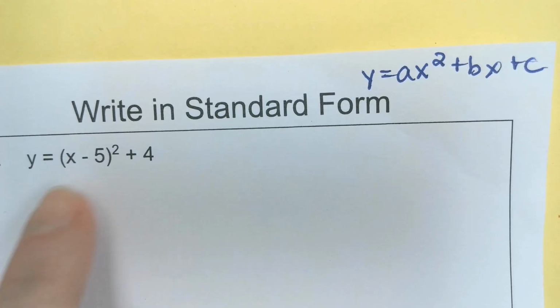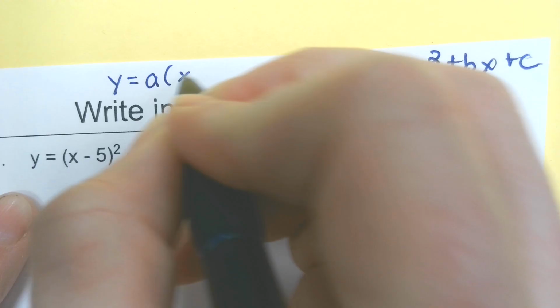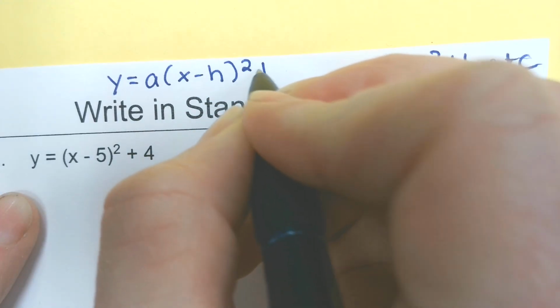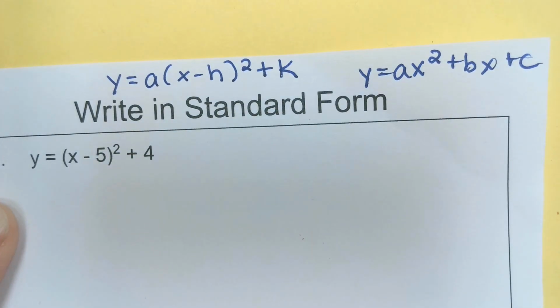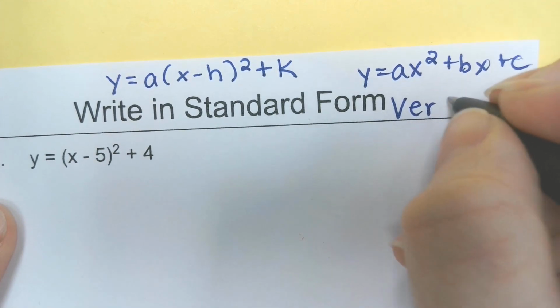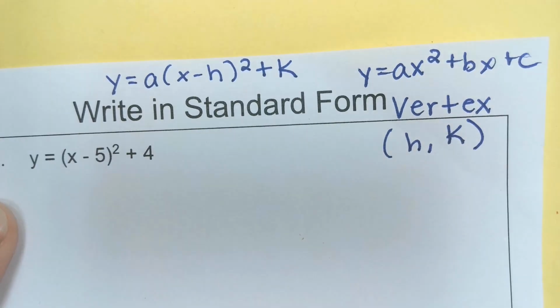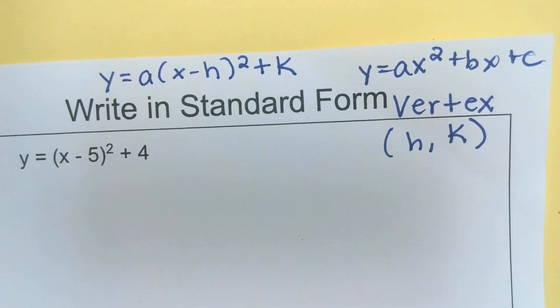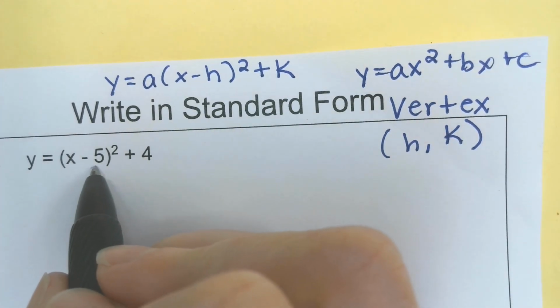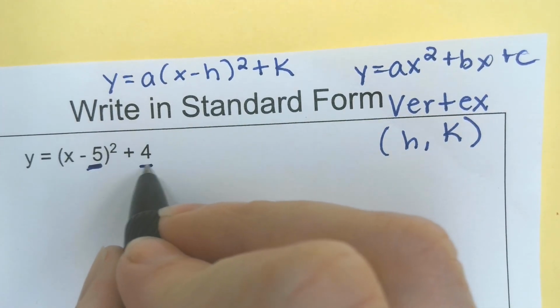So before we even begin, we have y equals a(x minus h) squared plus k. And from this, we can find our vertex. Vertex is h comma k. So our first step is to find the vertex. So inside the parentheses with x is the h. The plus or minus at the end is the k.